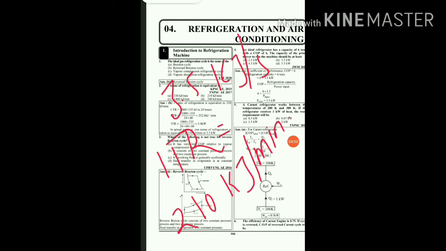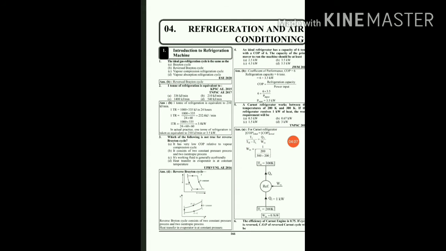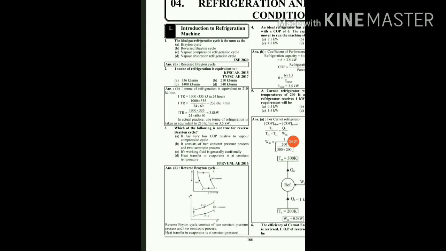or it is also written as 210 kilojoule per minute of refrigeration. So here, according to the options, option A is 336 kilojoule per minute, option B is 210 kilojoule per minute. So option B will be the right answer, that is, 1 ton of refrigeration is equivalent to 210 kilojoule per minute, which is also called the refrigeration capacity.